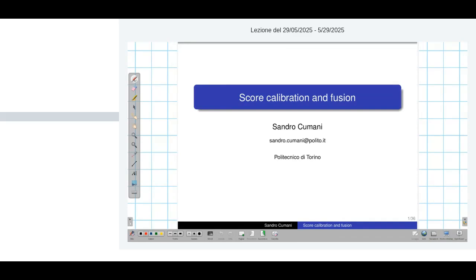So the last topic we need to address, that we left for later during the whole course, is how to address the issue where my model gives uncalibrated scores, and we'll see as a side effect we will also find an effective way to combine the outputs of multiple classifiers.